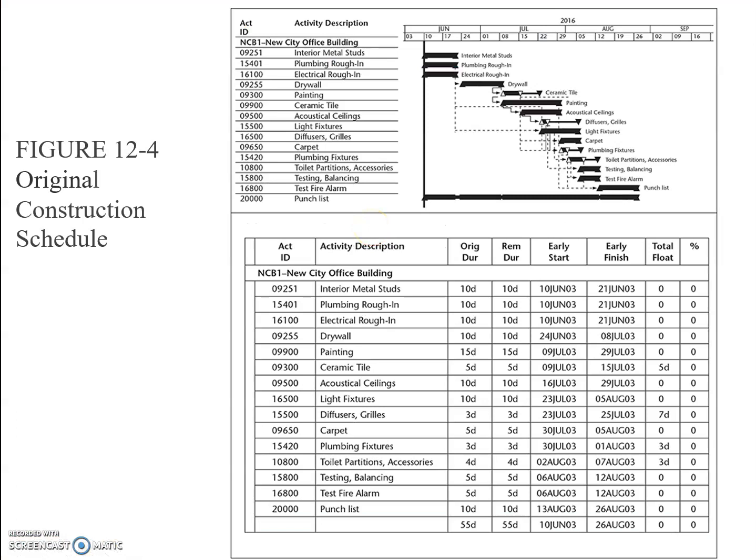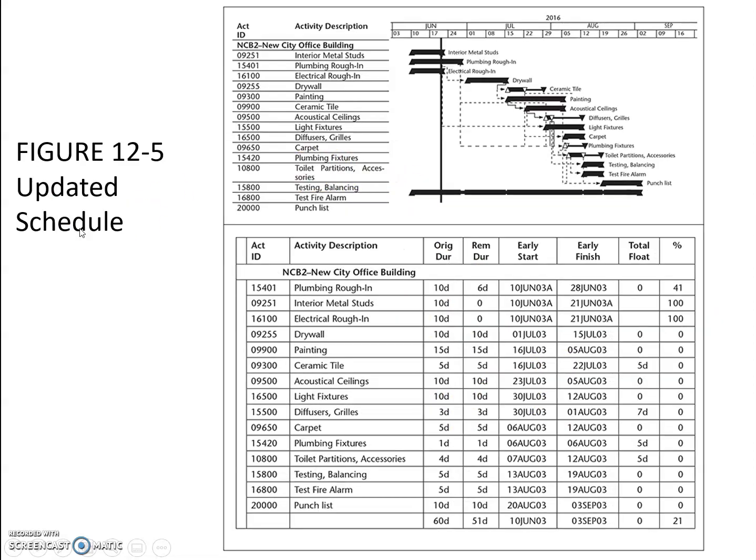So after the schedule is prepared, normally the scheduling software by default prepares the Gantt chart, and along with the Gantt chart, a scheduling table can be prepared. So this is the original construction schedule. The updated schedule can be prepared later on when the work has already started, and based on the updating interval, the schedule can be updated.